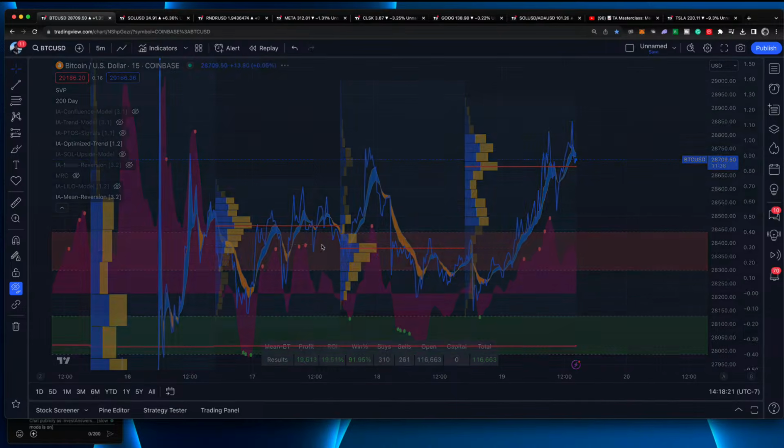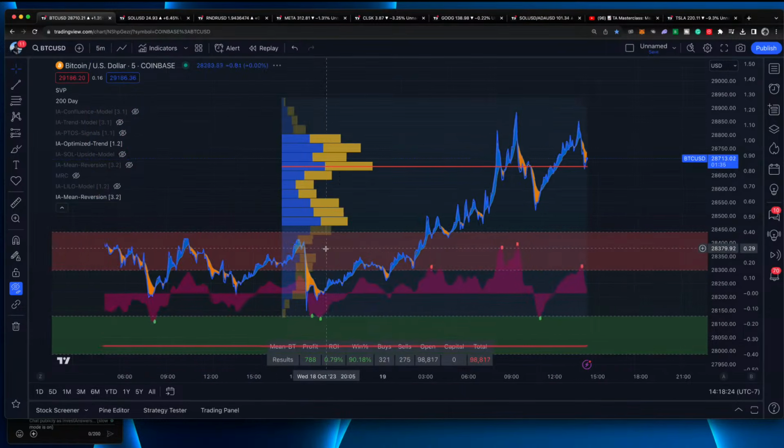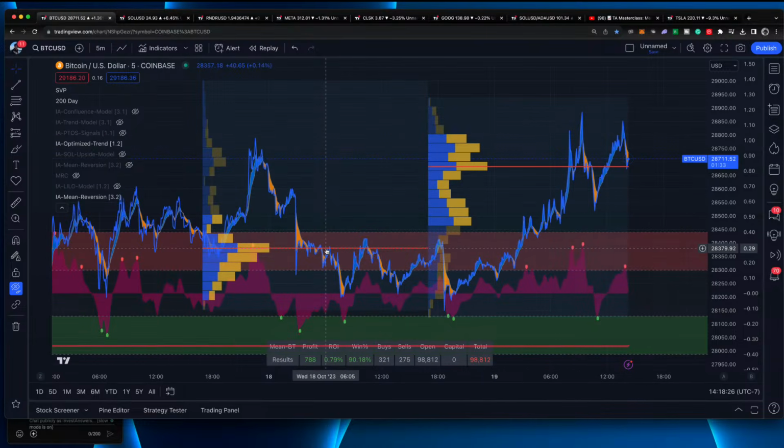Sometimes also I trade the 5 minutes. Let's see how that is. 90.18, not as good as the 15. 15 is nicer, but same thing.